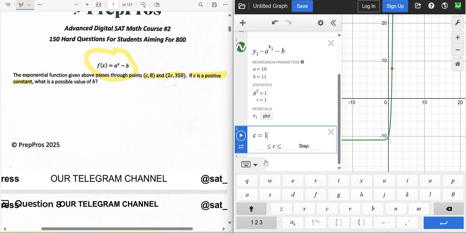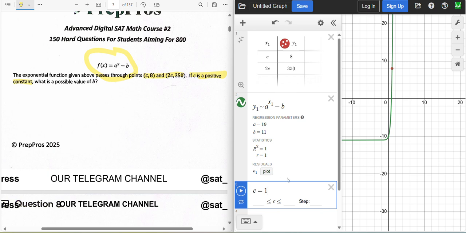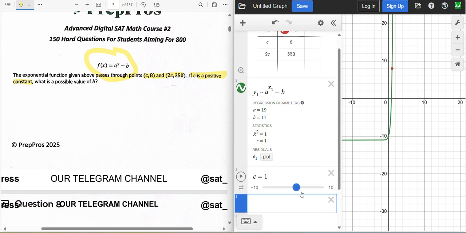You may be wondering, if I put any other positive constant, will it still show 11? So yes, definitely 11, the value is not changing. Okay, so as you can see, the answer is 11.